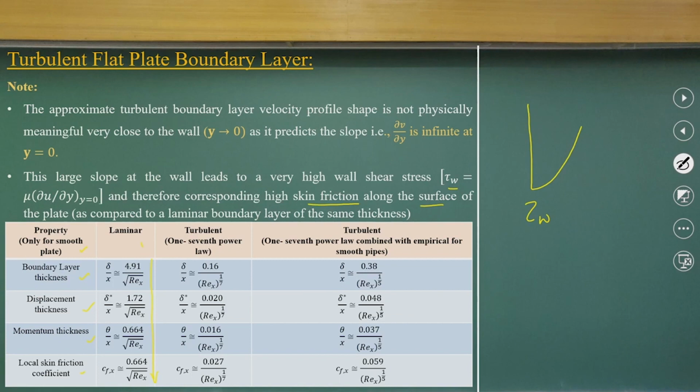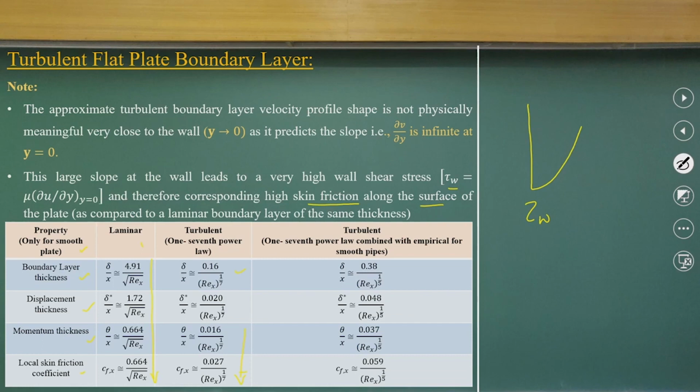If you look at the turbulent flow, you can see that the boundary layer thickness is quite less as compared to the laminar flow, but if you look at the value of local skin friction or the momentum thickness, it is much larger. This is what you can understand from this. It will be much larger.